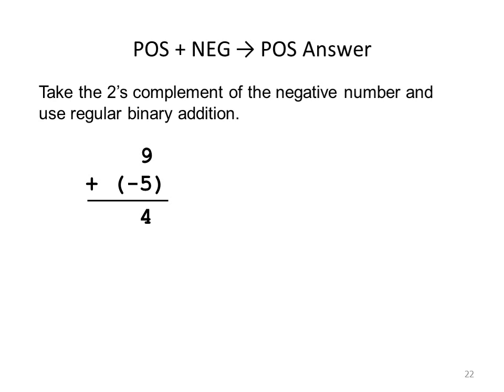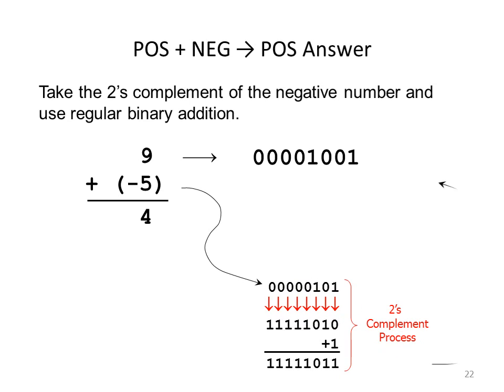Now positive number and negative number. When the negative number is smaller than the positive number, for example 9 minus 5 is equal to 4. When you represent it in 8-bit, minus 5 is represented here. Its 2's complement is 1 1 1 1 0 1 0 and 1 is added, so this is the 2's complement of minus 5.